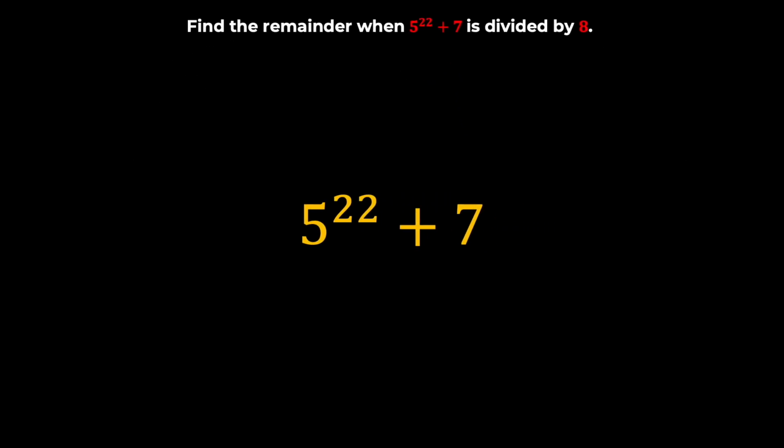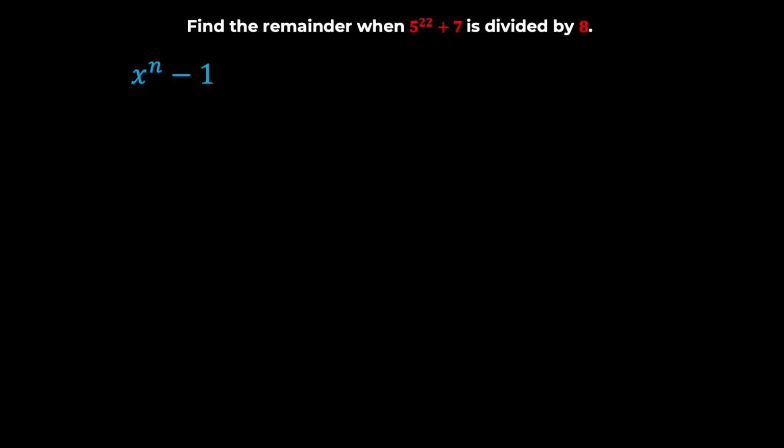So here's what I'm going to do in this video. I'm going to start with the number 5 to the power of 22 plus 7, and I'm going to manipulate it in a way that I will be able to find the remainder when the number is divided by 8. But before I do that, let's take a look at a very interesting identity.